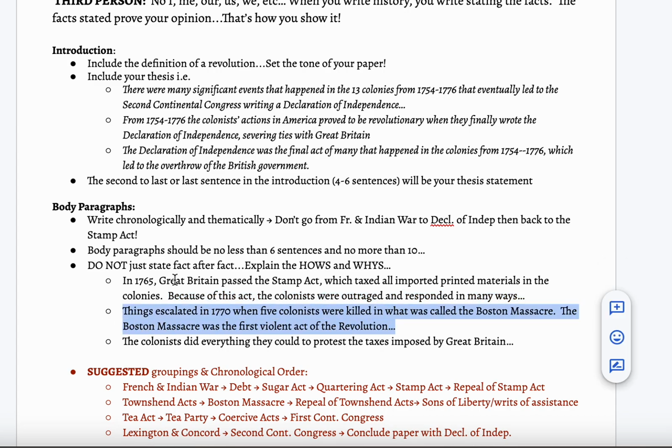Another sentence example. Things escalated in 1770 when 5 colonists were killed in what was called the Boston Massacre. So that's the fact. The Boston Massacre was the first violent act of the Revolution. You're telling me why that was important. You need to say this, for crying out loud. You see where I'm going?